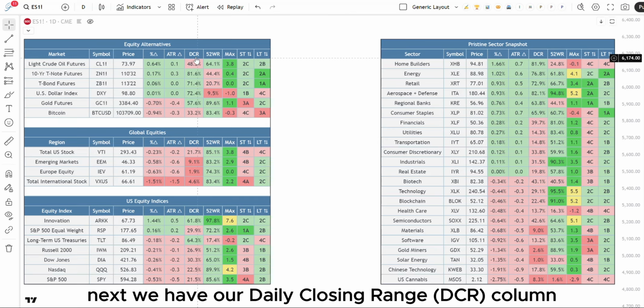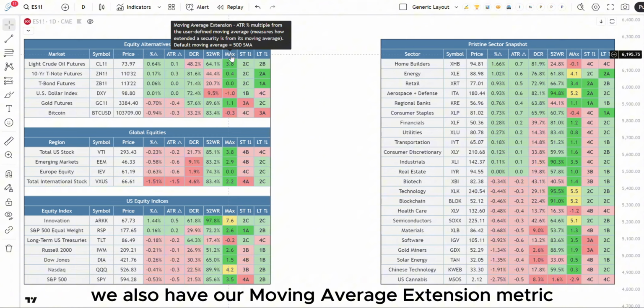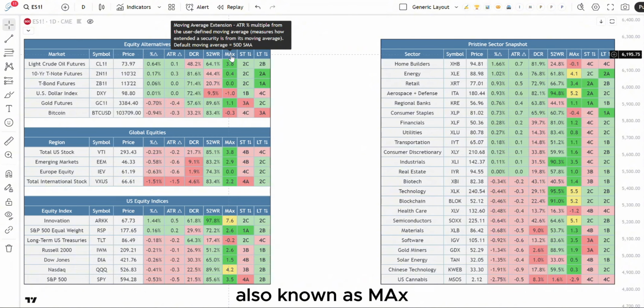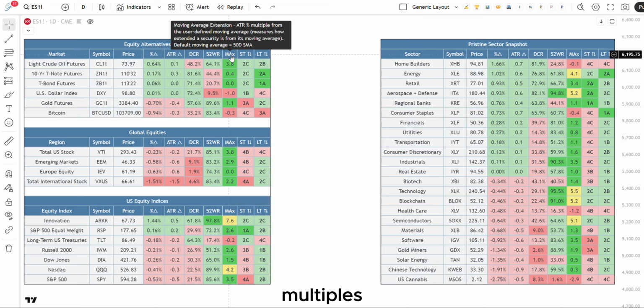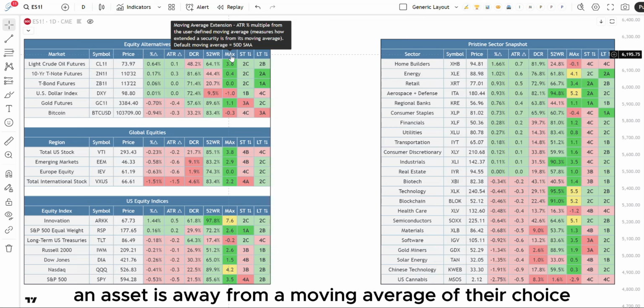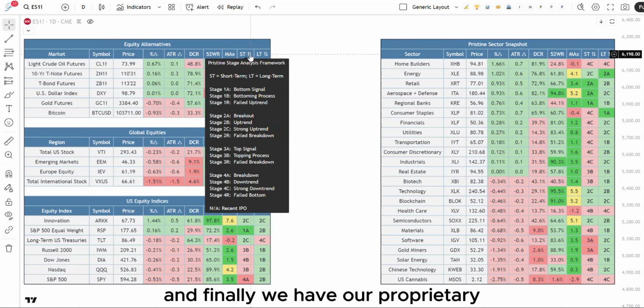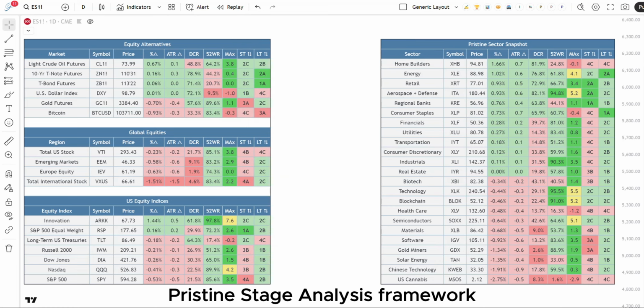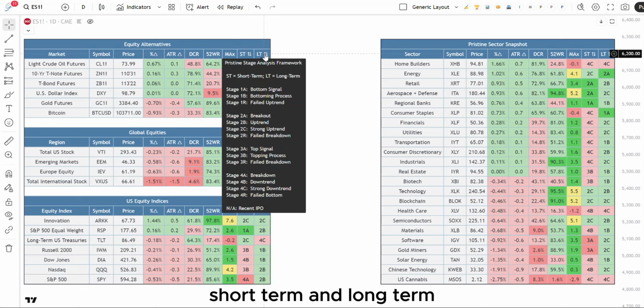Next, we have our daily closing range column and our 52-week closing range column. We also have our moving average extension metric, also known as MAX. This allows users to gauge how many ATR percent multiples an asset is away from a moving average of their choice. And finally, we have our proprietary Pristine Stage Analysis Framework. We calculate our stages on 2 time frames, short-term and long-term, and it's a completely quantitative and rules-based process.